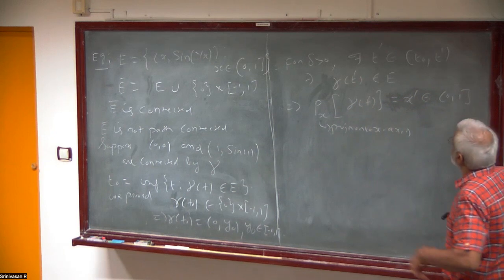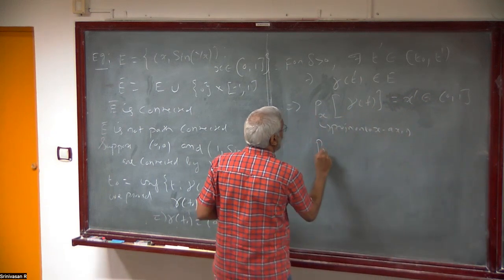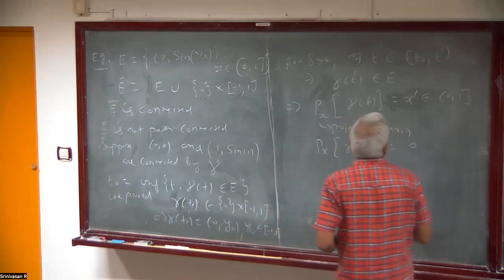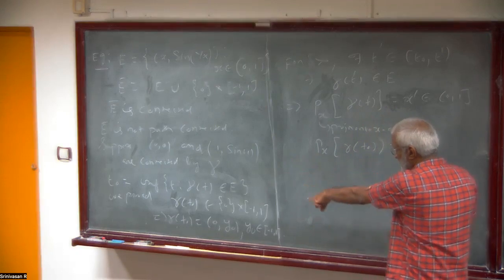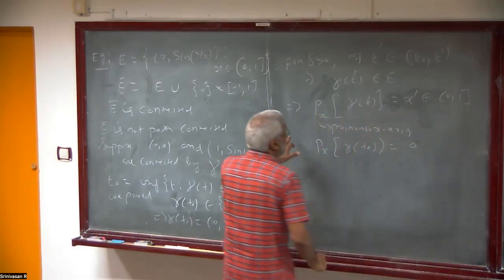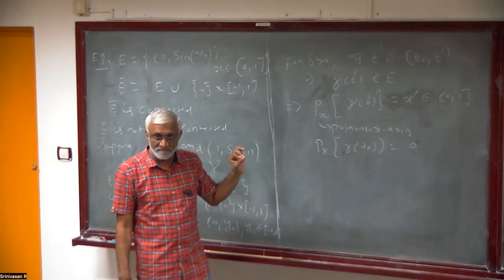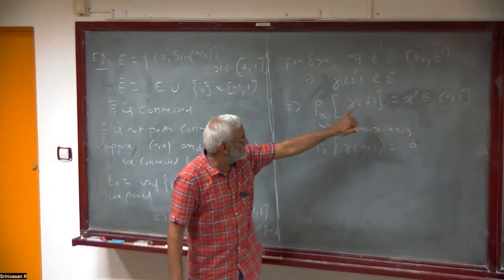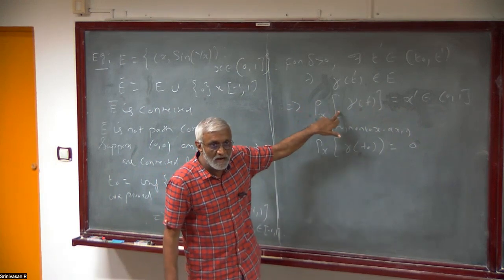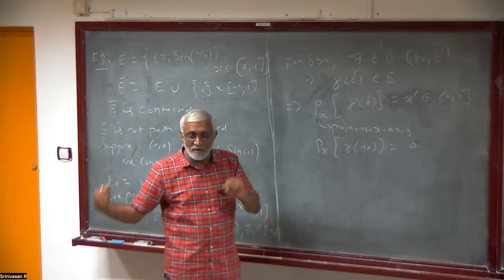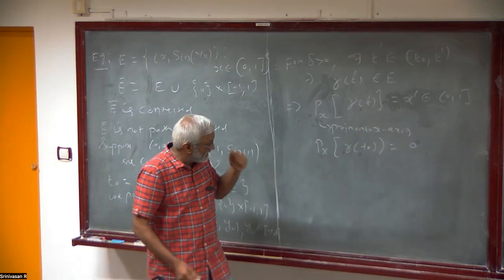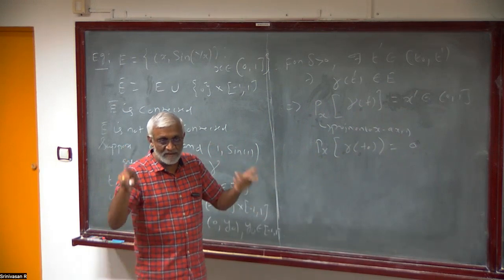On the other hand, Px of gamma of T naught is going to be 0 by the definition, of course. But this gamma is a continuous function, and Px is a real valued function. Px composed with gamma is a function from 0, 1 to the x-axis, so it takes values in the real numbers. So we can use the intermediate value theorem. That's what I missed last time.